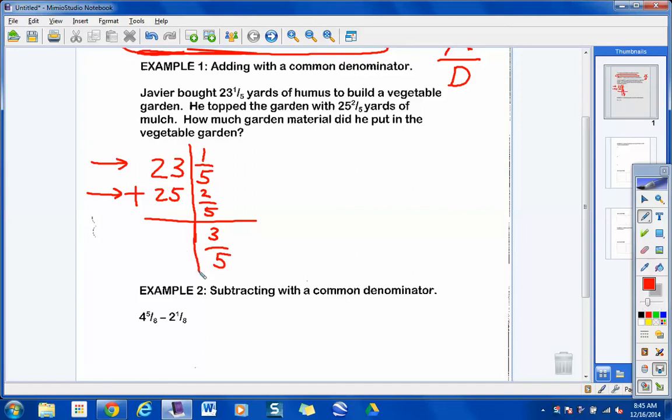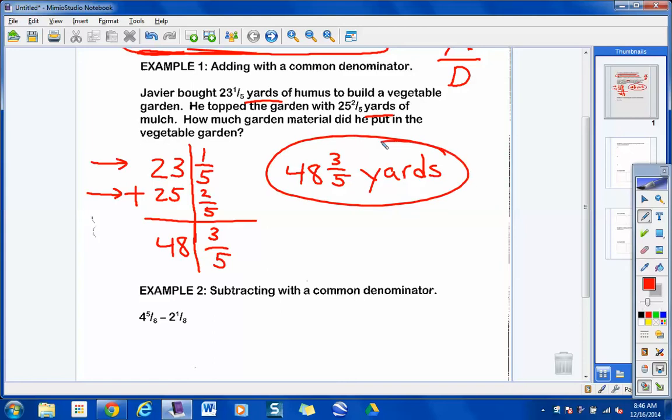All right, now guys, take a look at that fraction part, 3/5. When I get done with this, can that be simplified at all? Can 3/5 be simplified? The answer is no. Okay. Then I'm going to add my whole values. What's 23 and 25 add up to again, Brandon? 48. So the question becomes, how much garden material did he put in the vegetable garden? You would say 48 and 3/5. What was the unit we were using up here, gang? Yards. Okay. Well, that's pretty gosh darn easy, isn't it?